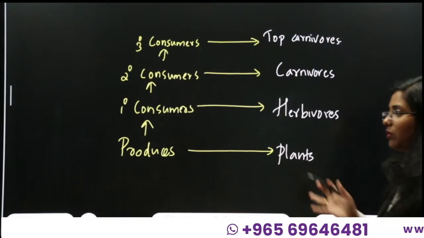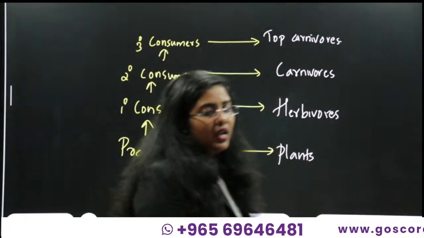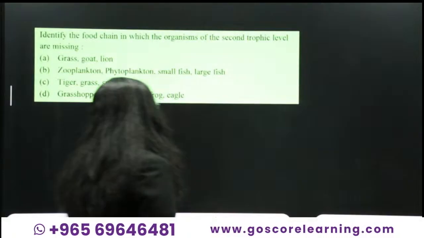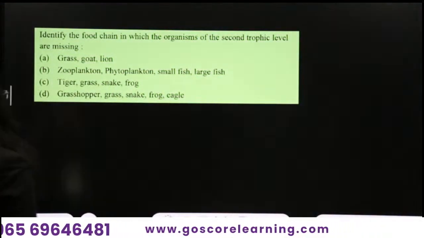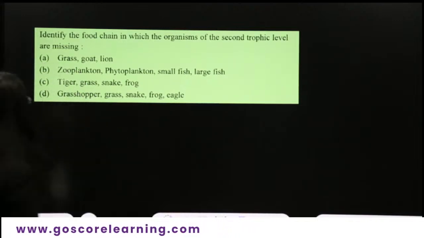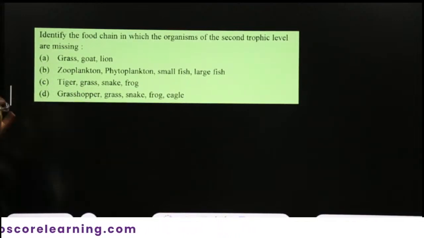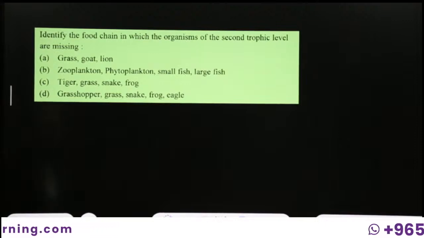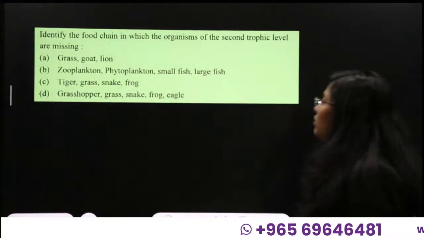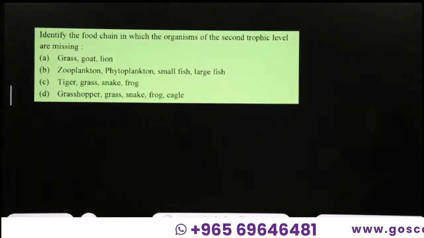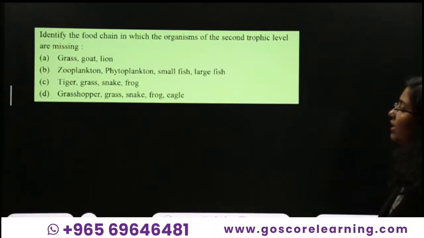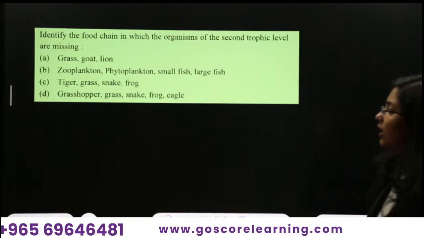This you have to keep in mind whenever the question is asking about the trophic level. So next, you read the question properly: identify the food chain in which organisms of the second trophic level are missing. What are the options given here? Grass, goat, lion is the first option. Grass is the producer, the goat is there, then the lion goes to the carnivores. So it has a proper food chain.